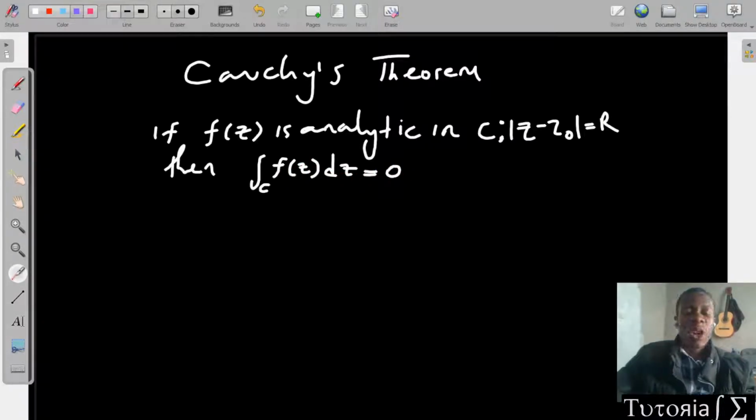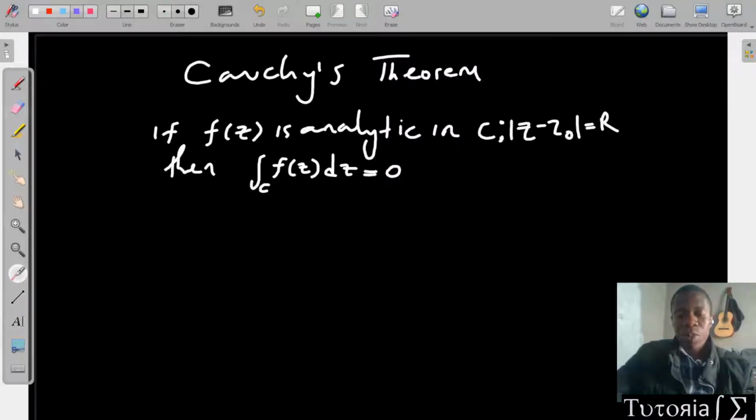All right, so what this theorem is saying is that usually you'll be given a region where you will be integrating on, and if you find that this function is analytic in that region, then its integral is equal to 0. In other words, if this function has no singularities or poles in this region, then its integral is equal to 0. Now let's do the proof of the theorem.